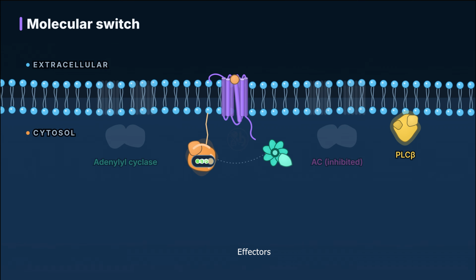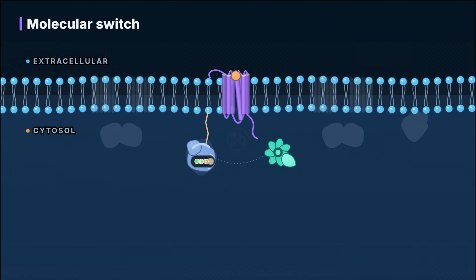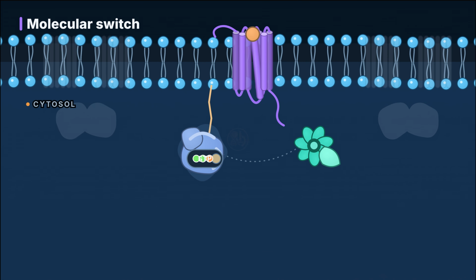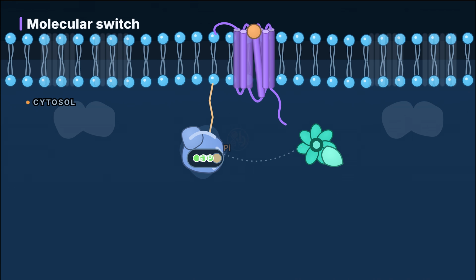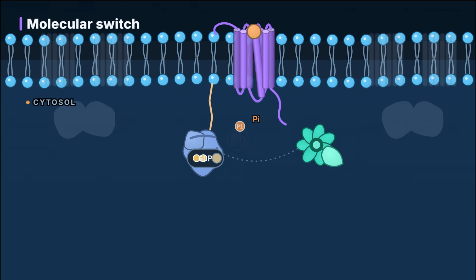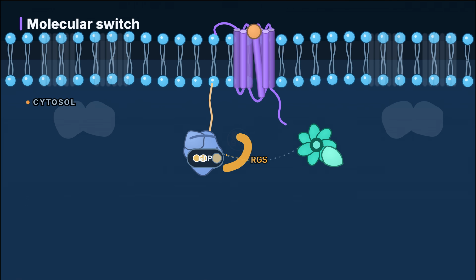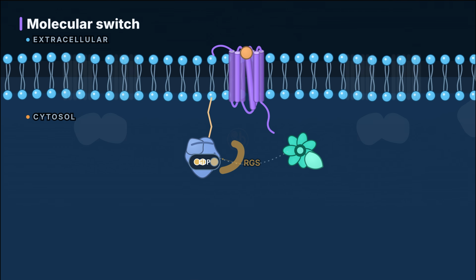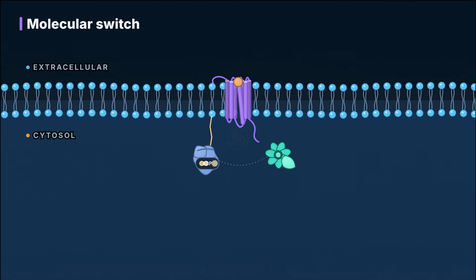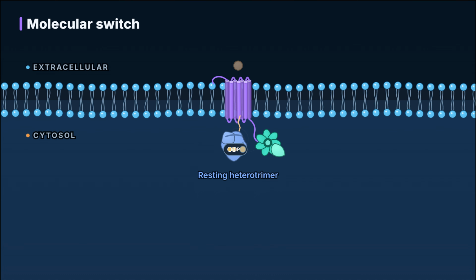The signal continues only while the alpha subunit carries GTP. G-alpha hydrolyzes GTP to GDP using its intrinsic GTPase activity. Regulator of G protein signaling, or RGS, proteins can greatly accelerate this hydrolysis. G-alpha-GDP then reassociates with the beta-gamma and restores the resting heterotrimer.